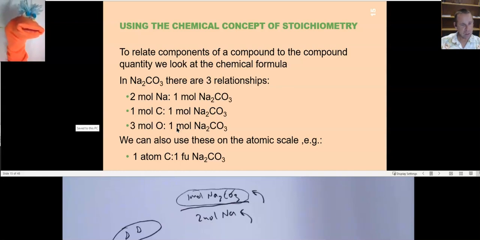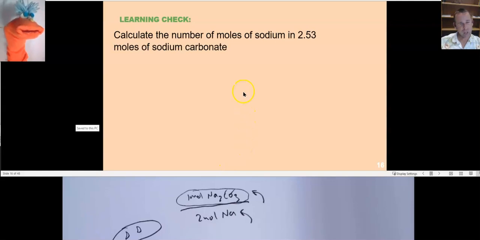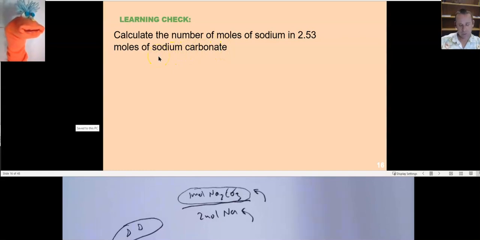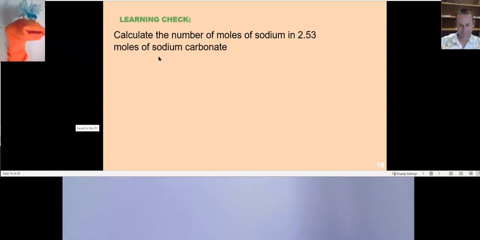So I can also say that, for example, I have 1 atom of carbon for every unit of sodium carbonate, 2 atoms of sodium for every unit of sodium carbonate. I can't say 1 mole of sodium for every unit of this. I'd have to say for every mole of this. But I can talk about how many atoms I have for every unit of a given compound. So how many moles of sodium are in 2.53 moles of sodium carbonate? 2.53 times 2. Okay, good. That's the answer. But let's show why that's the case.